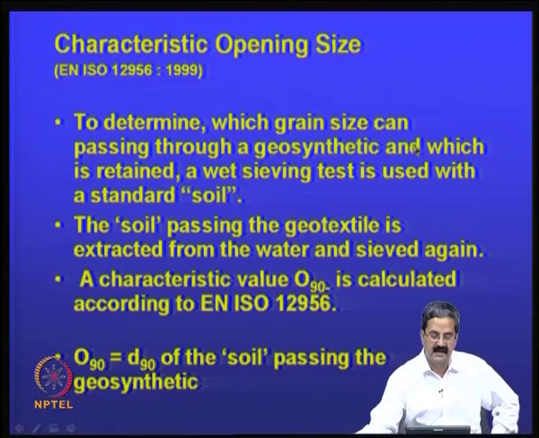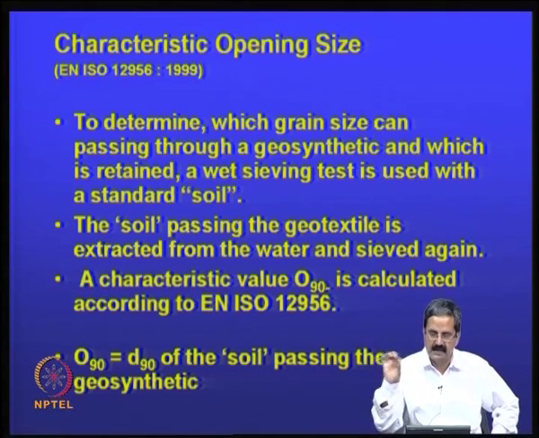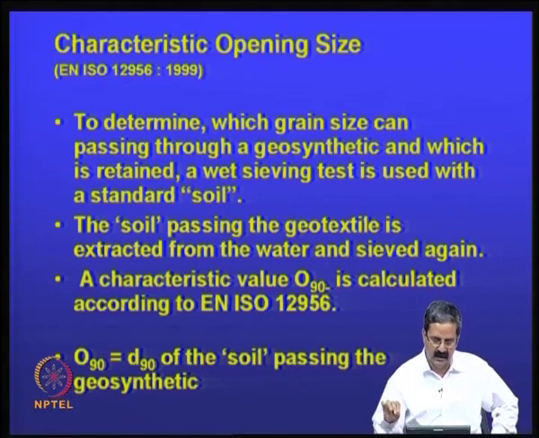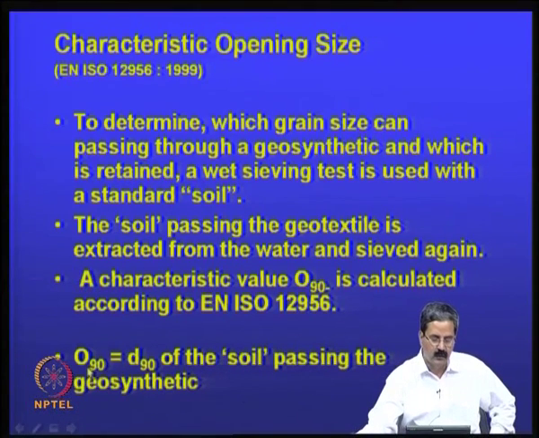To determine which grain size can pass through a geosynthetic and which is retained, a wet sieving test is used with a standard soil. We take a standard material. Let us say, for example, you have glass balls of different sizes, say 0.1, 0.01, 0.05 and so on. You pass them through the geotextile, and the size at which 90% of the material passes through, you designate as the O90 size. So O90 is nothing but the D90 of the soil passing through the geosynthetic.